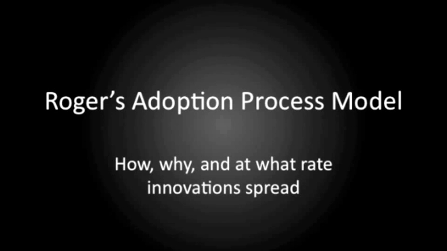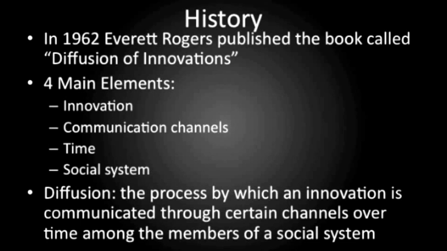Rogers' adoption process model. How, why, and at what rate innovations spread. For a little bit about its history, in 1962, Everett Rogers published a book called Diffusion of Innovations, in which he produced a theory for the adoption of innovations among individuals and organizations.